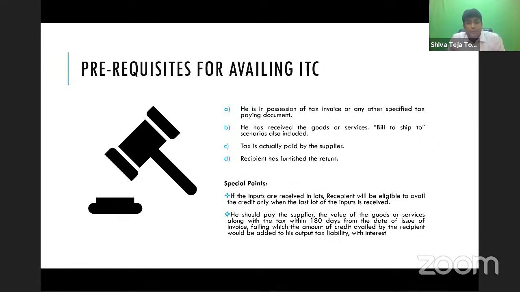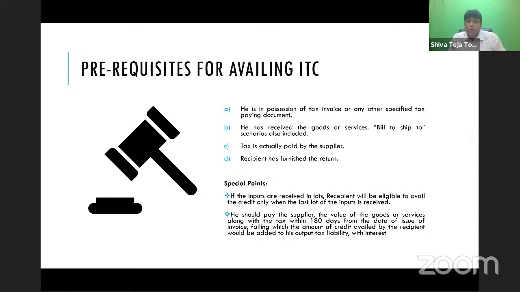First one, he should be in possession of a tax invoice or any other specified tax paying document. Next, he has received the goods or services, and there is a possibility of bill to ship to also. For example, if I'm buying goods from one person, and I'm in Telangana, I purchase goods from Gujarat. There is a possibility that I might tell the Gujarat person not to send the goods to Telangana, but to send them to somebody else.